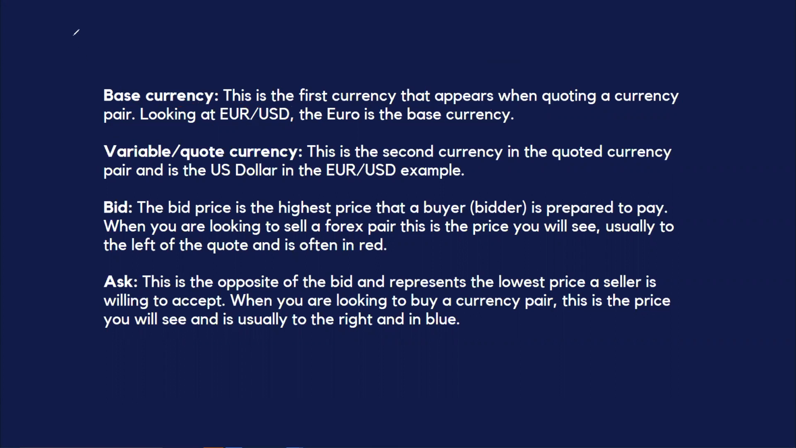For example, USDJPY. The base currency here is USD. Just like I said, this is the first currency that appears when quoting a currency pair. So the currency that appears first is the base currency, and the one that appears second is the quote currency. That's what is meant by base currency.